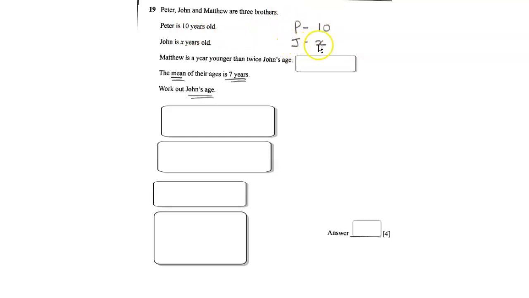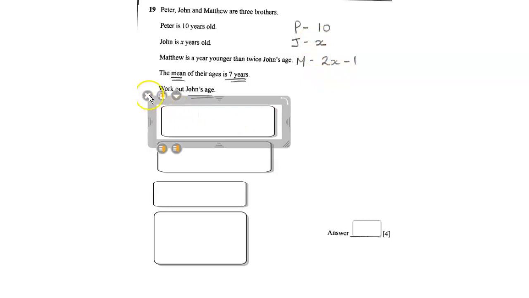John is x years old. And Matthew is twice John's age, and he's a year younger there as well. So we're taking away. So Matthew is a year younger than twice John's age. So a year younger and twice John's age there. So these are the ones that we're going to be working with.